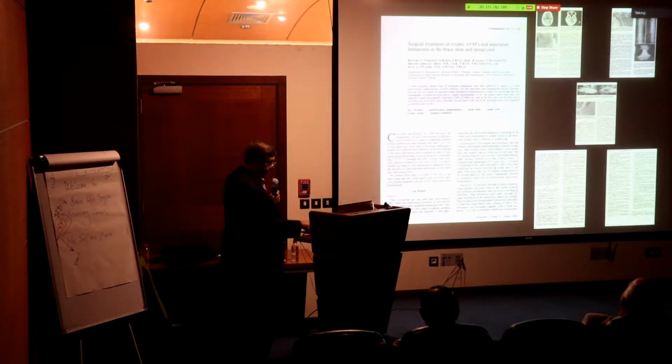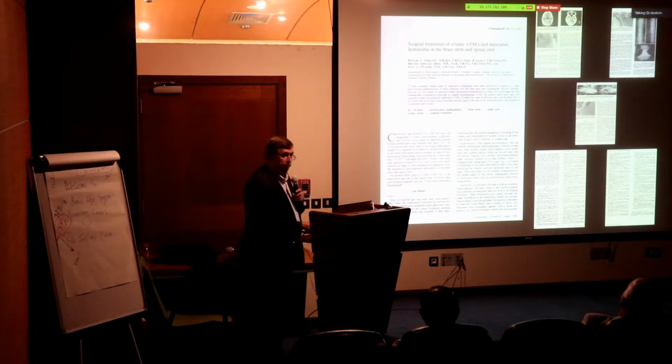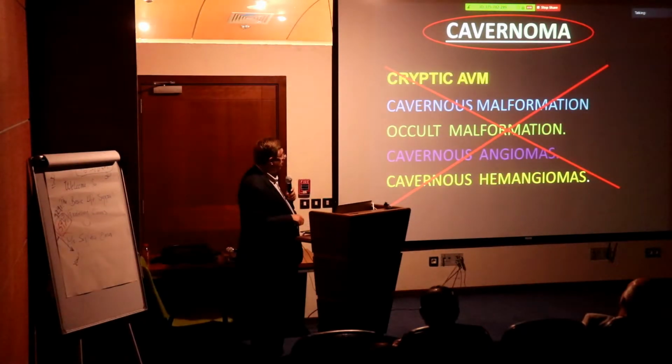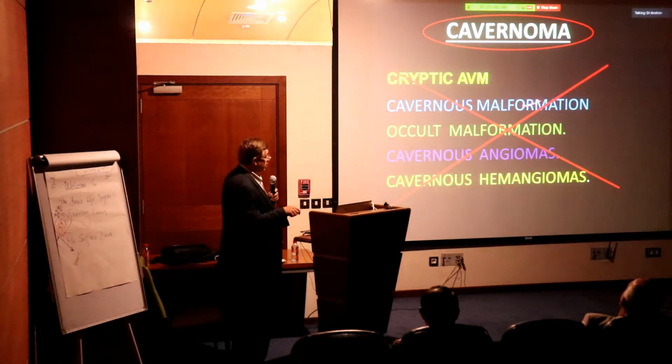At that time they used to be called cryptic AVMs. So this is the paper. To publish something in the Journal of Neurosurgery, if you publish one paper, you are something. So it is called Cavernoma. Forget all about these other terminologies. They are gone. Nobody is using them.